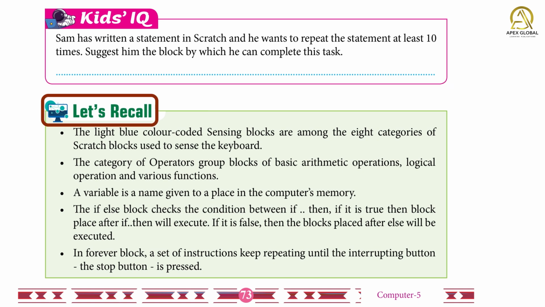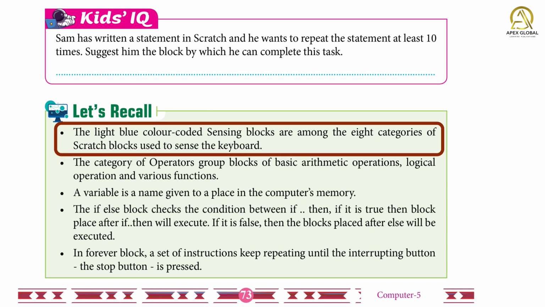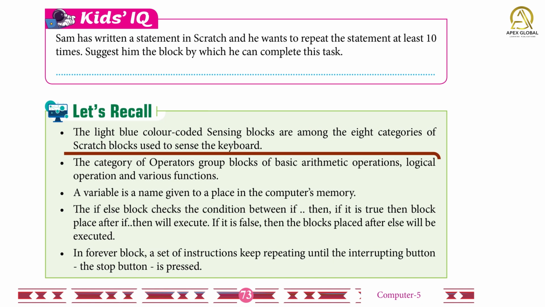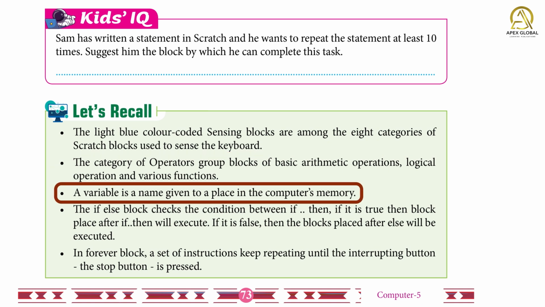Let's recall. The light blue color-coded sensing blocks are among the 8 categories of Scratch blocks, used to sense the keyboard. The operator group has blocks for basic arithmetic operations, logical operations, and various functions. A variable is a name given to a place in the computer's memory.